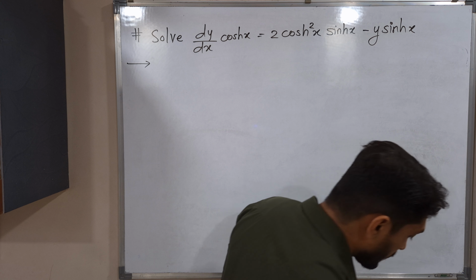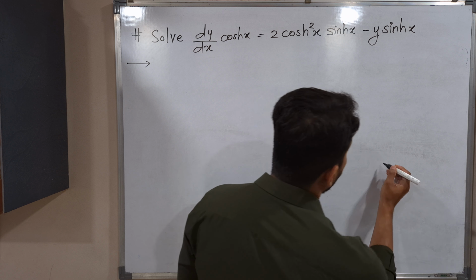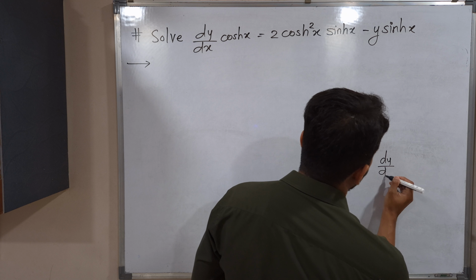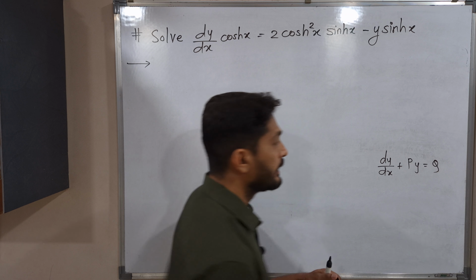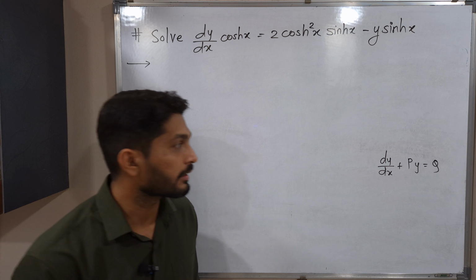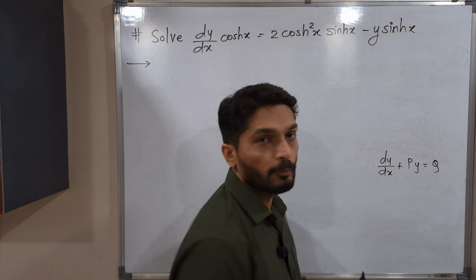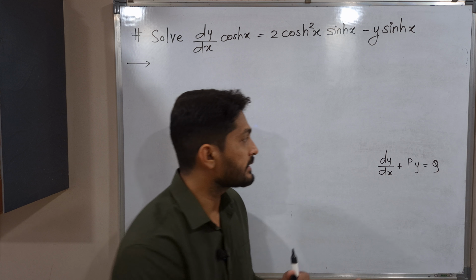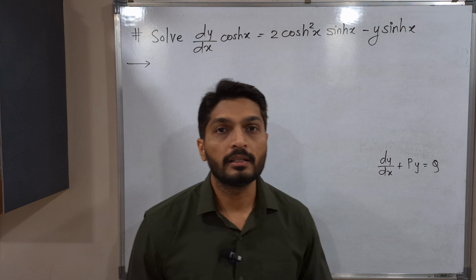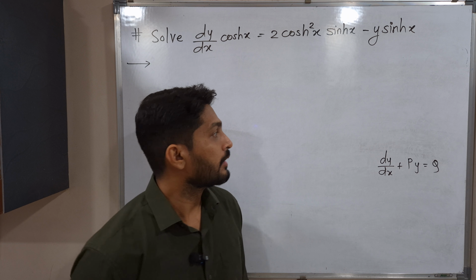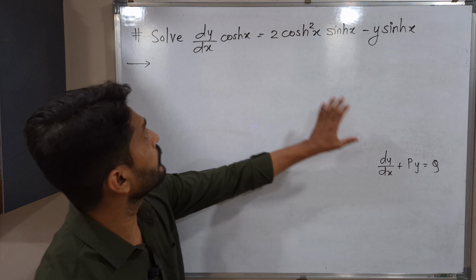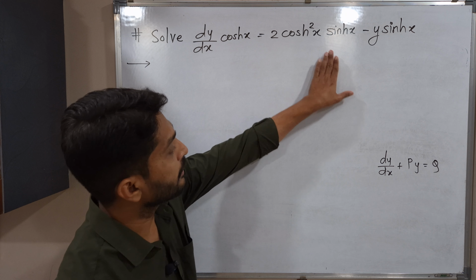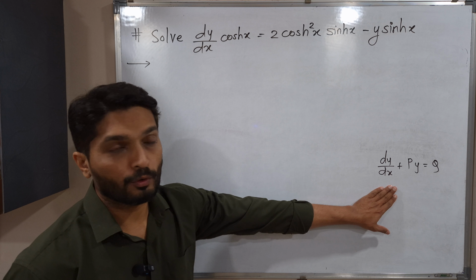Let me tell you again the standard format of first order linear differential equation. The format is dy by dx plus py is equal to q. It's quite simple. Only three terms are there: first, second, third. Out of these three, two terms lie on the left hand side and one term lies on the right hand side. dy by dx must be a single term. So let us check whether the given differential equation is in this format or not.